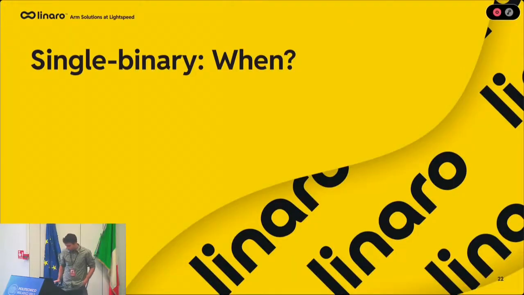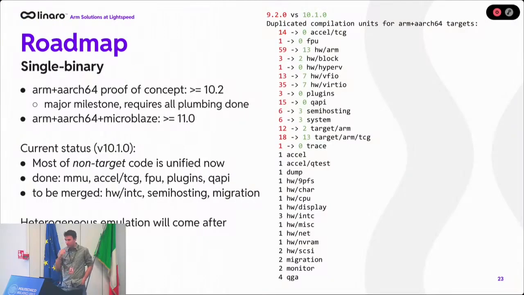So when will all this be ready? For right now, we are trying to target 10.2 or 11.0, I should say, for ARM plus AArch64. This first proof of concept is not really interesting feature-wise, because if you take the QEMU system AArch64 binary, you can already run 32 or 64 bit boards. It's not really needed to have a single binary.